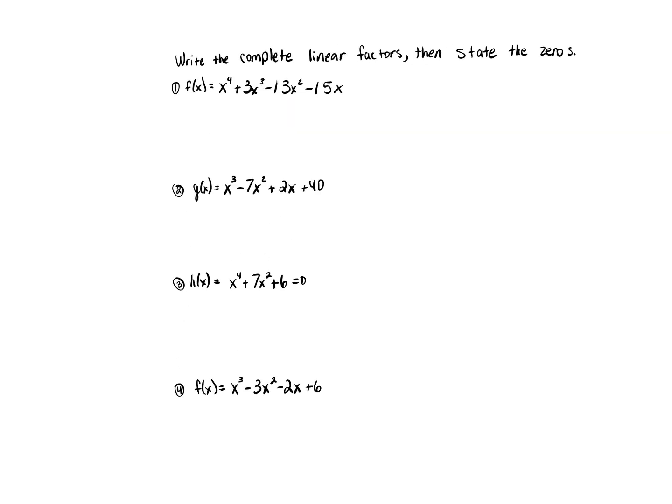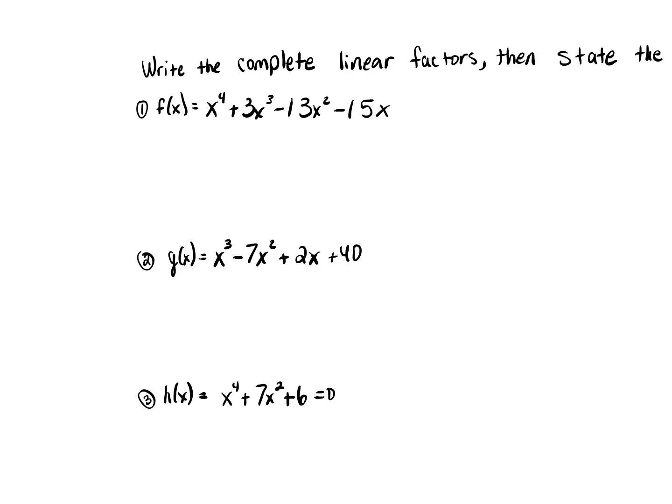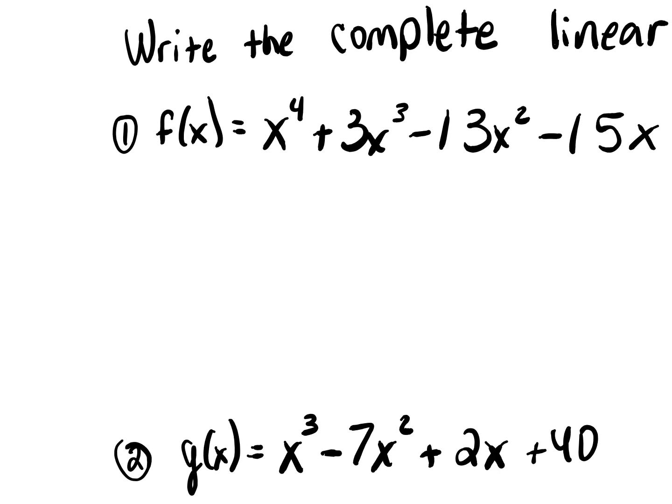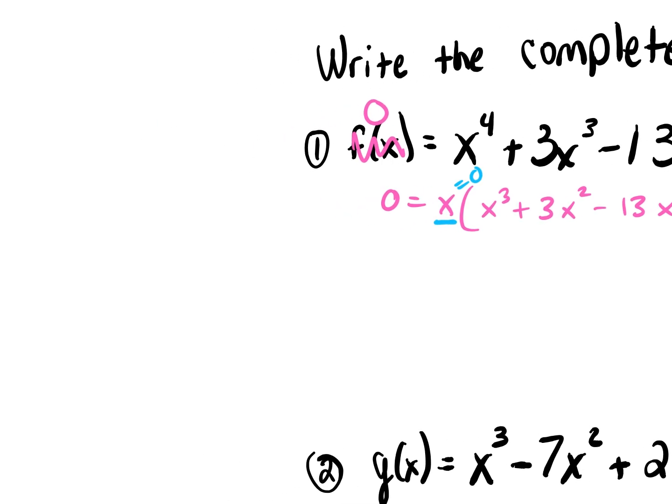All right, we've got 4 more examples. So here we want to write the complete linear factors and state the zeros. So let's find our zeros first, and then we can put it in factored form. For number 1, what should we do first? Awesome. We want to take out the GCF, so we're going to take out that x. And we're left with x to the 3rd power plus 3x squared minus 13x minus 15. So when we take out an x, what do we do with that x? Set it equal to 0. So one of our solutions is x equals 0.